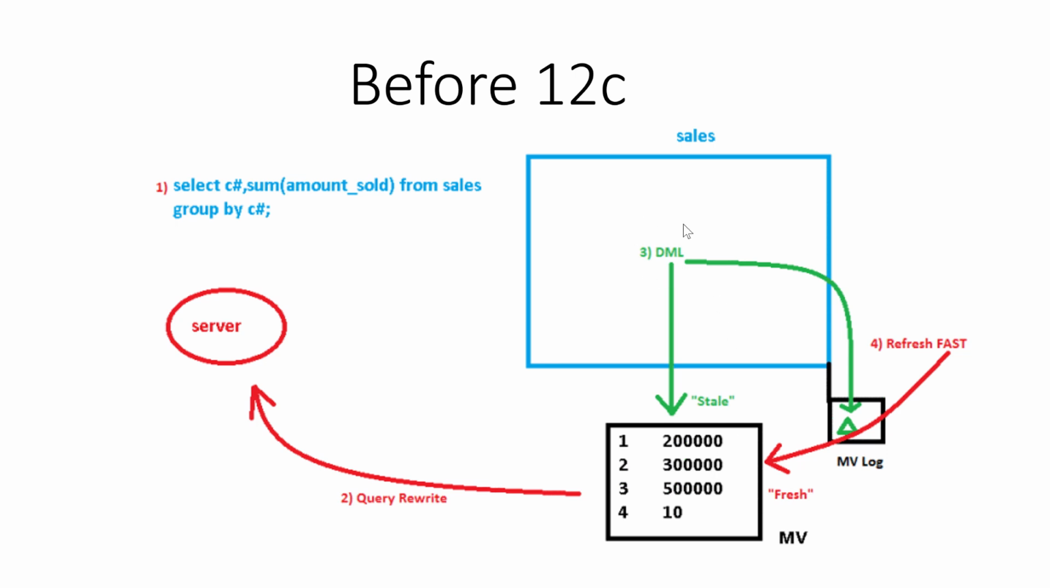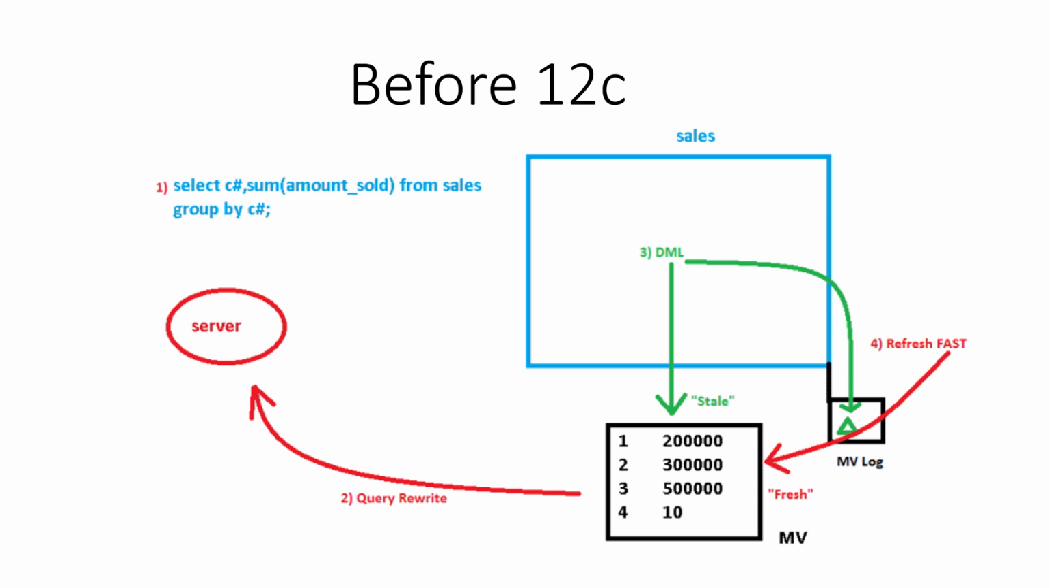Now, when DML, insert, update, delete, hits the sales table here, then the materialized view becomes stale. So it is no longer reflecting the state of the base table. When that happens, query rewrite can no longer be done unless the materialized view here is refreshed.